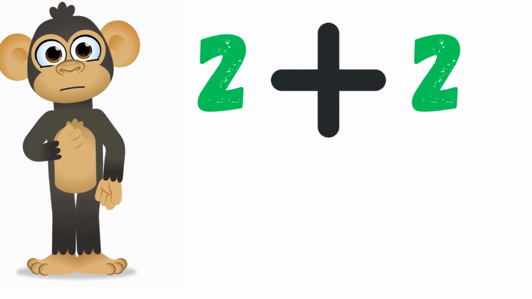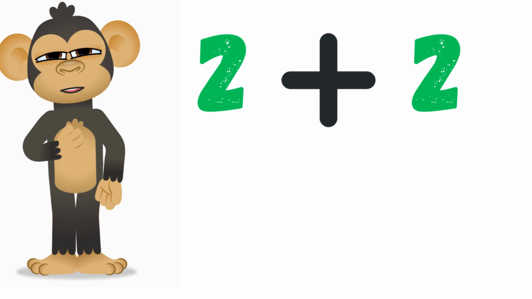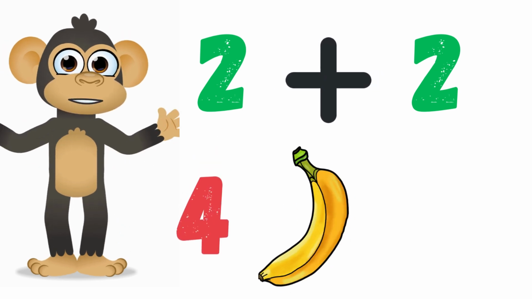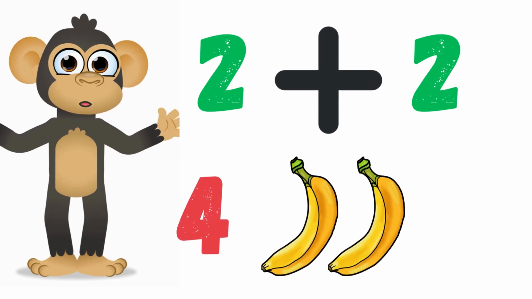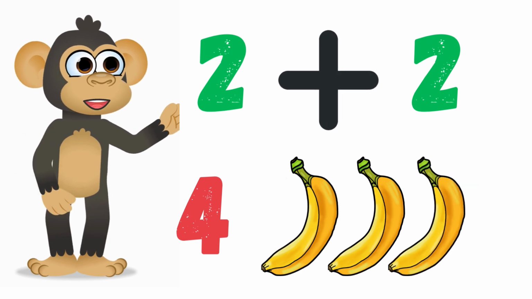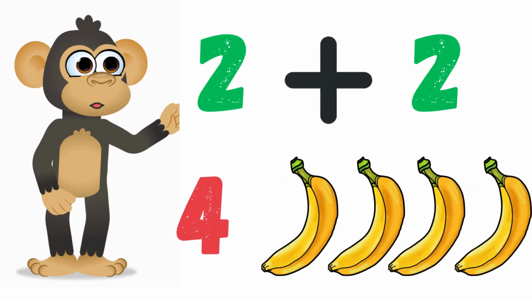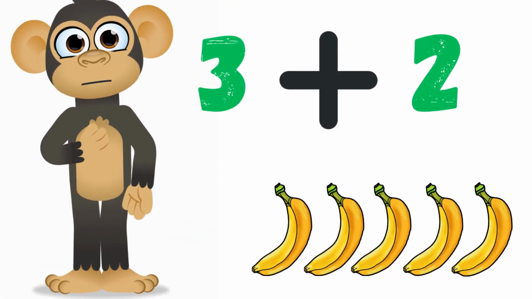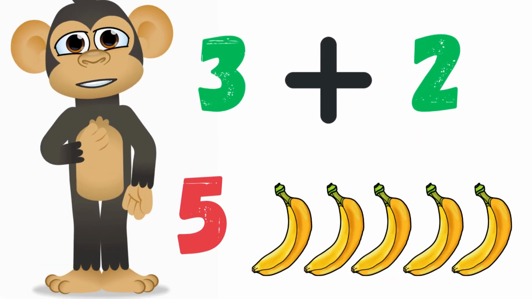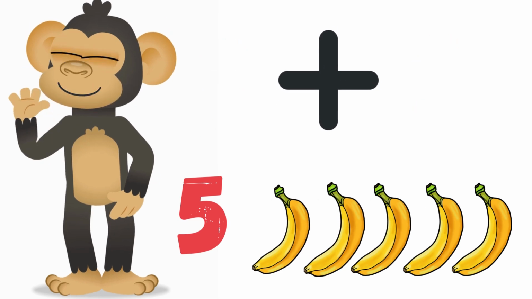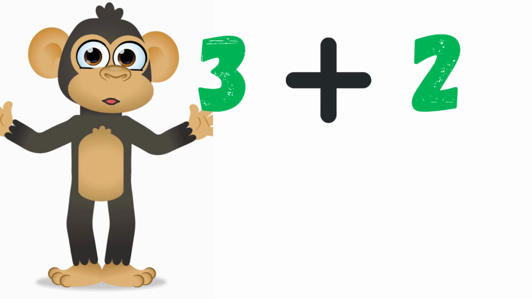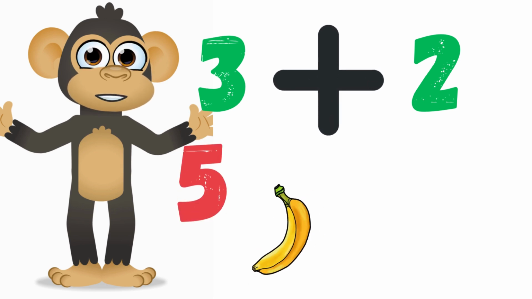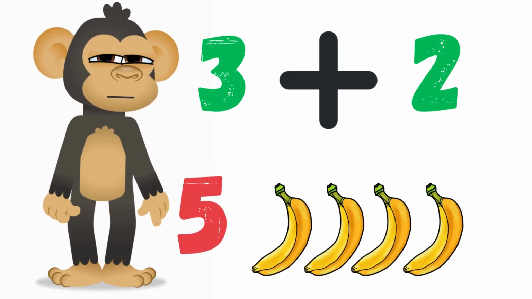2 bananas plus 2 bananas. We get 4 bananas. 2 bananas plus 2 bananas equals 4 bananas. That's a big bunch. Now, 3 bananas plus 2 bananas. We get 5 bananas. 3 bananas plus 2 bananas make 5 bananas. Great job!